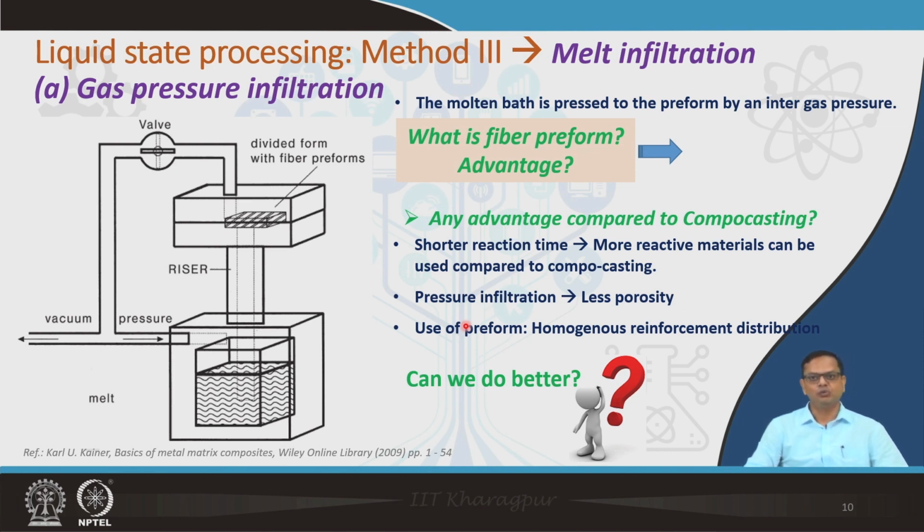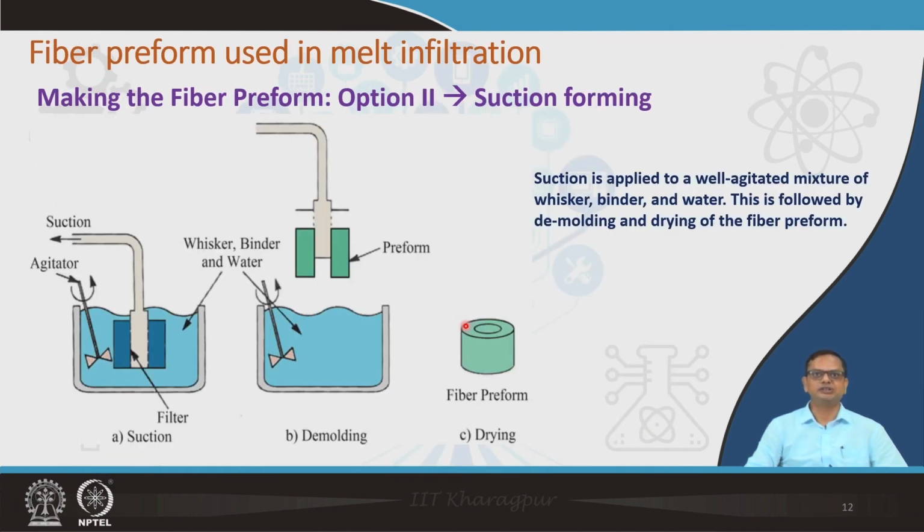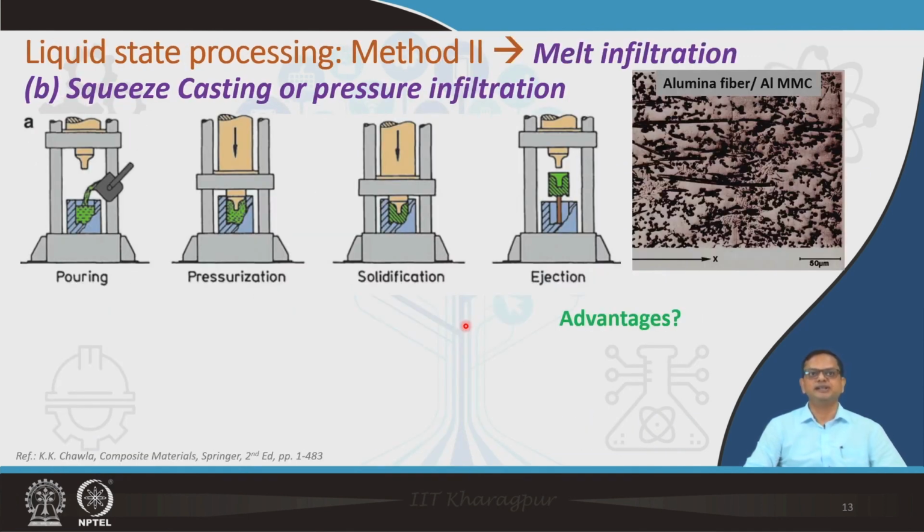Obviously, you can do better. We can go for the infiltration process again, but we can change it a little bit so that the residence time goes down. For that, the process used is called squeeze casting. From the name you can understand, in this case no argon gas pressure is used, but a ram is used. You can see here that the melt has been poured and then a ram comes down which pushes the liquid in a few seconds inside the preform.